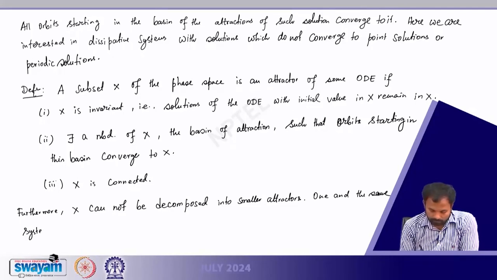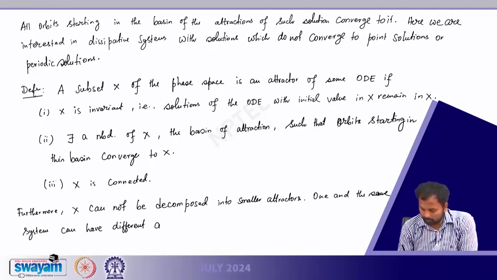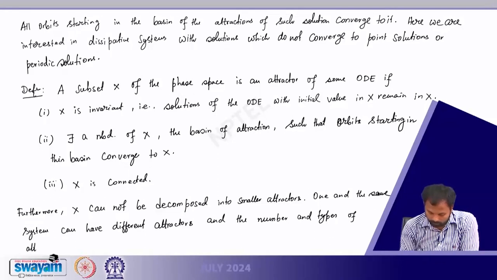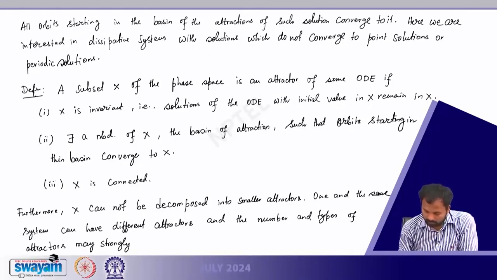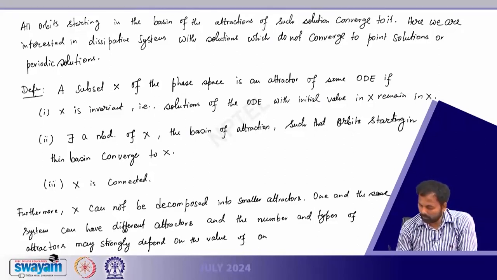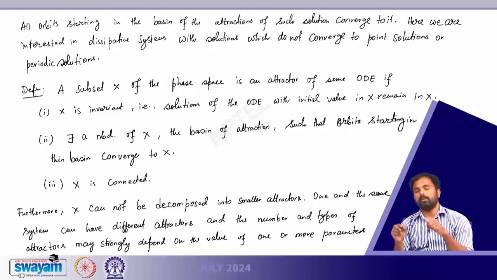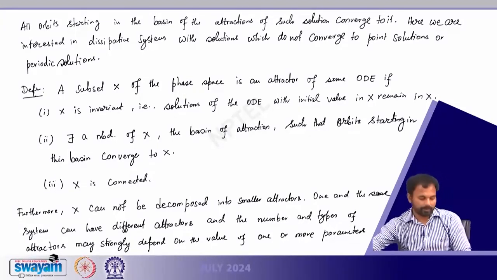So, on one hand, a system can have different attractors, and the number and types of attractors may strongly depend on the value of one or more parameters, right. Obviously, because the parameters value will determine the type of phase space, right? Or this X, which is the subset of the phase space, right?